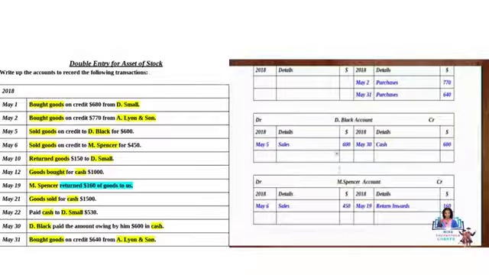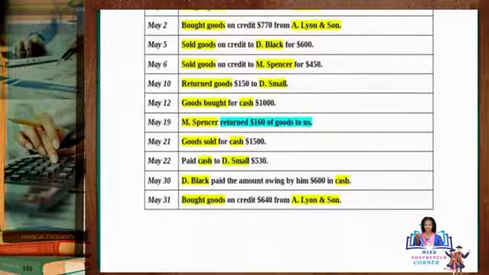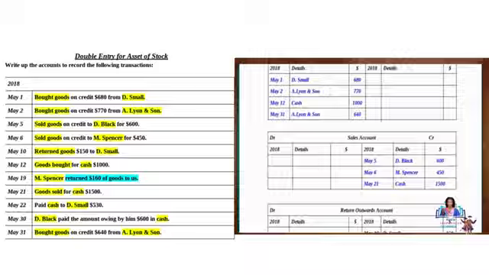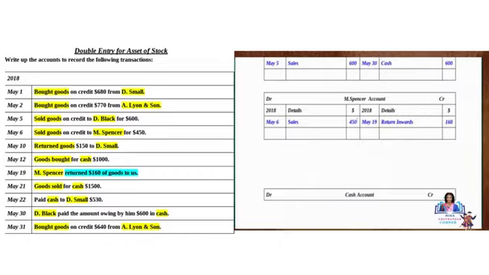So now that entry is correctly placed. So May 5, we sold goods on credit to D Black for $600. And that is reflected right here. So on May 6, sold goods on credit to M. Spencer for $450. So let's go to the sales account to show that a sale was made to M. Spencer of $450. So here we have it. So let's check M. Spencer's account, and here we have it. On May 6, sale of $450.